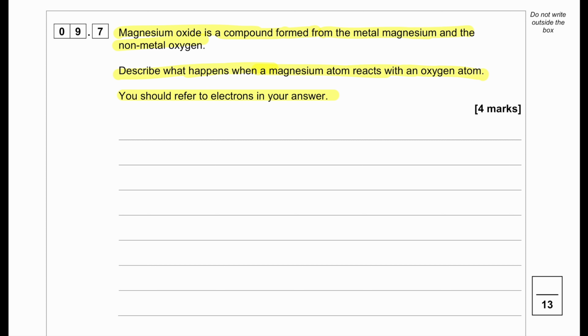Whereas oxygen belongs in group 6, so it takes in 2 electrons to form an O2- negative ion, or oxide ion. The oxygen gains the electrons. Magnesium ions and oxide ions are formed, and because they are oppositely charged, they attract each other and form a giant lattice structure. The answer should be written as follows.